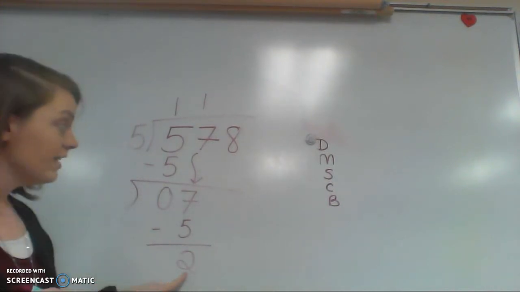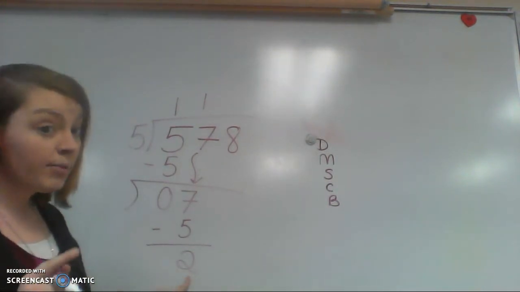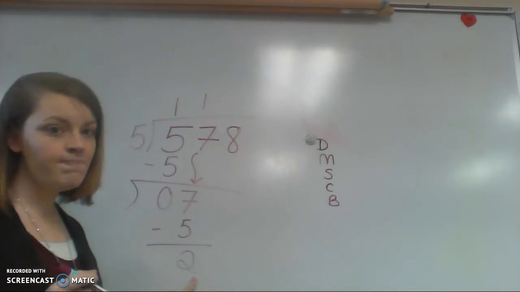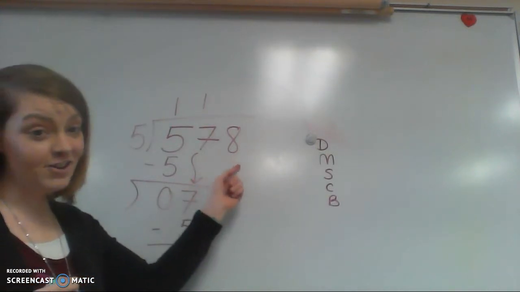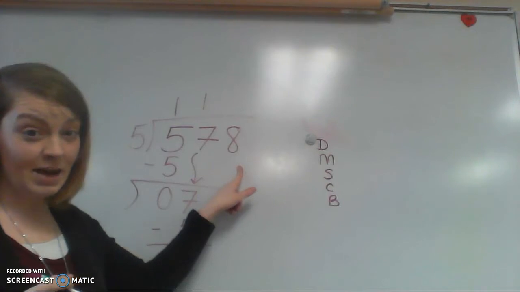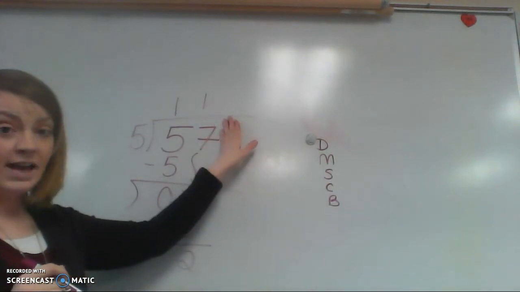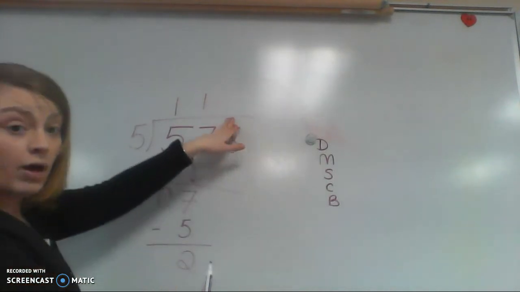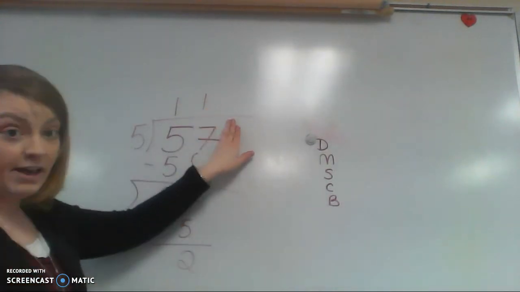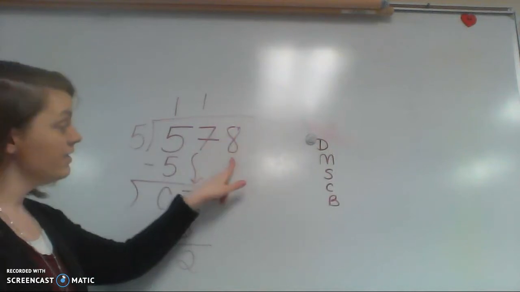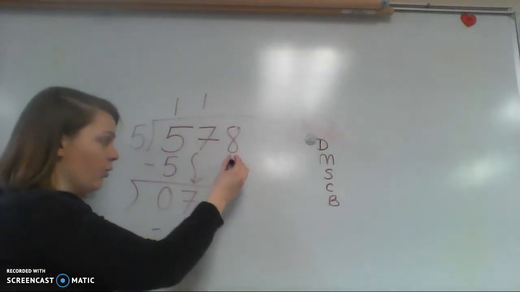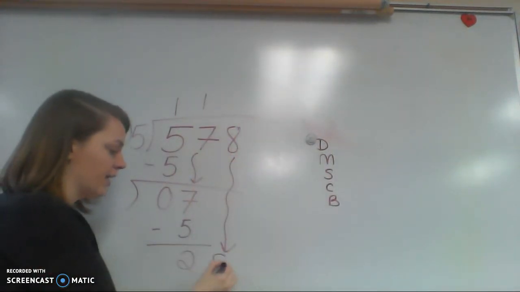Now, in this case, I already have leftovers. This is not my remainder, though. How do I know? Because I still haven't finished dividing. There's still a number up here that hasn't been brought down. If this number was not here, then that's how I know that would be my remainder, because there's nothing left to bring down. But if there is a number here, I know that's not my remainder. I have to bring it up.